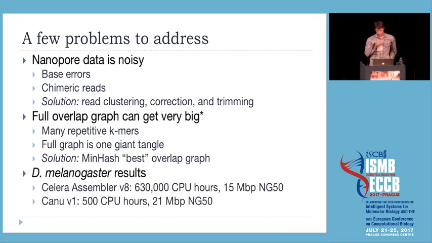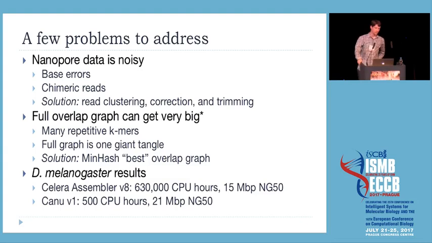approach. The results on melanogaster were pretty striking. So the first assembly we ever did was using the version of CA we had at the time, which was version 8, and that took 630,000 CPU hours. So it ran on a cluster for basically a month to generate that answer, and we had a 15 megabase contig N50.